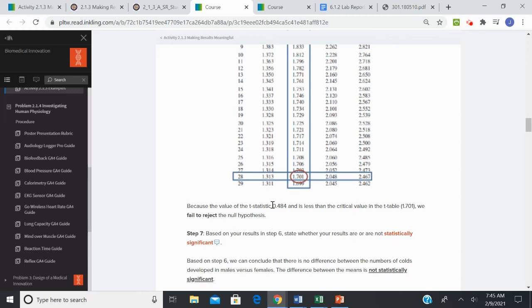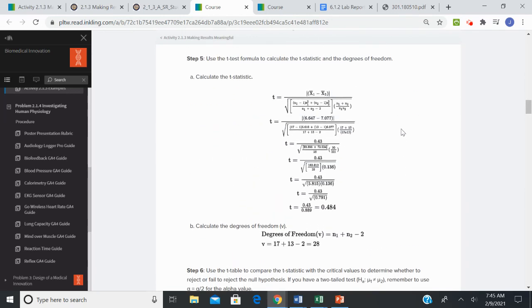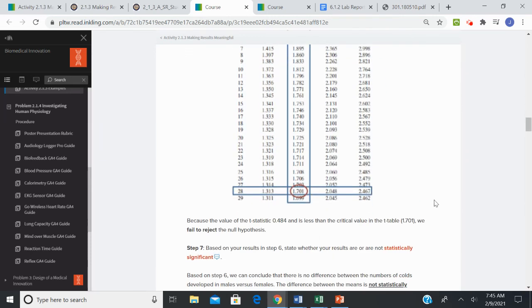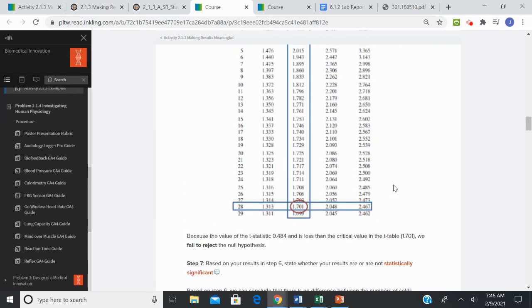Because the value of the t-statistic is 0.484, it's less than the critical value. So we fail to reject the null hypothesis, meaning this number is not high enough. It has to be higher than 1.701. If it were higher than 1.701, that would mean there's a big enough difference between group 1 and group 2 to say the results are statistically significant. So based on our data, our results are not statistically significant between the number of colds in males and females. I'll go through that a lot more.